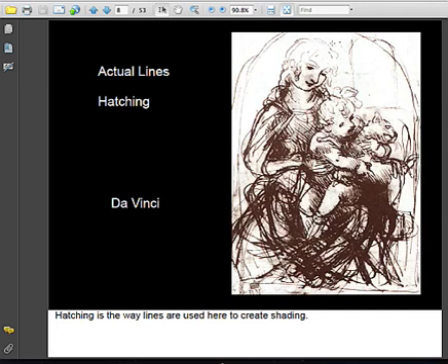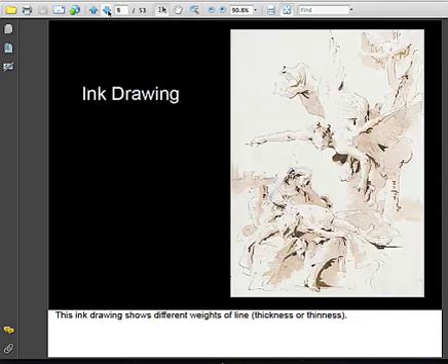Here's another Da Vinci drawing. Obviously, he was a master of the line. Actual lines. These are called hatching, when an artist uses parallel lines to make a direction or to change a value, maybe give you a little shading. We call that hatching. Cross-hatching is where the lines cross, a series of parallel crossed over by another series of parallel. And here's a definition down here, the way lines are used to create shading.